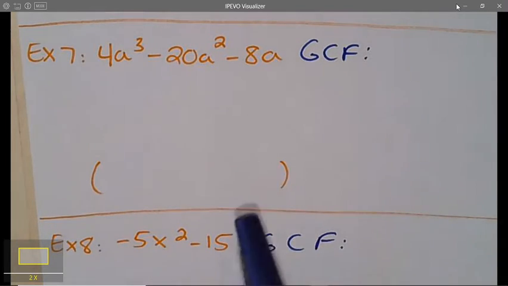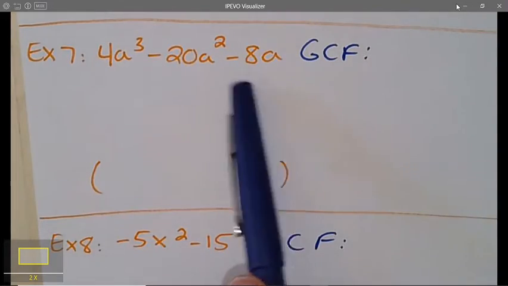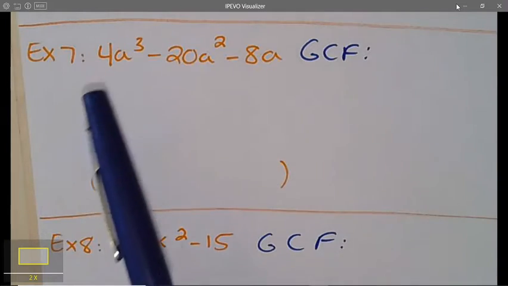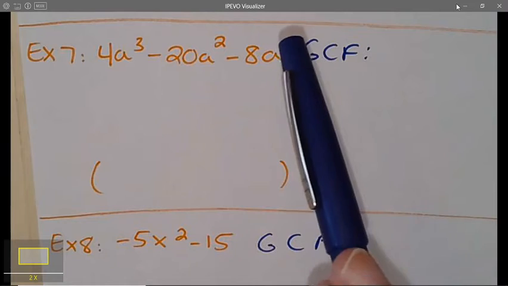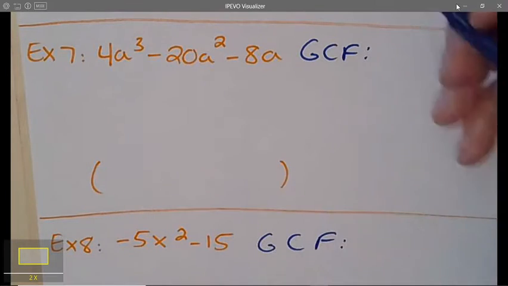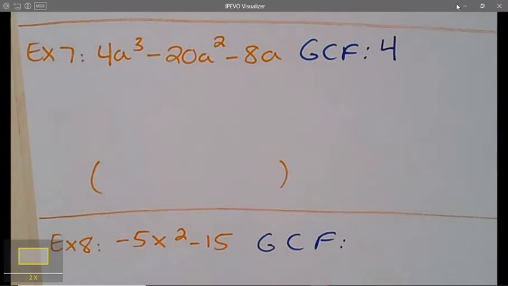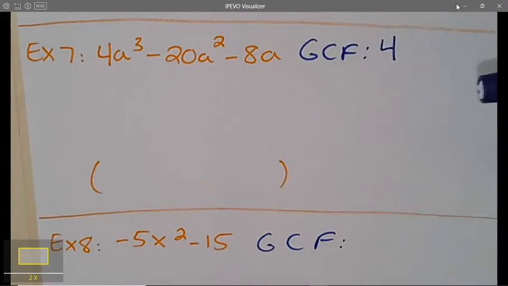So what is the largest number that will divide into 4, 20, and technically negative 20 and negative 8, but the negatives don't really do a whole lot. So what is the largest number that will divide into 4, 20, and 8? Heavenly hamburger. It would be a 4. Okay, and then if I'm going to include an A in my GCF, I must have an A in every single term, which look at that, I do.